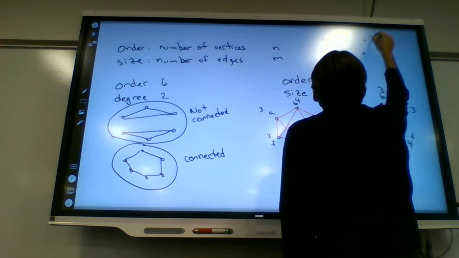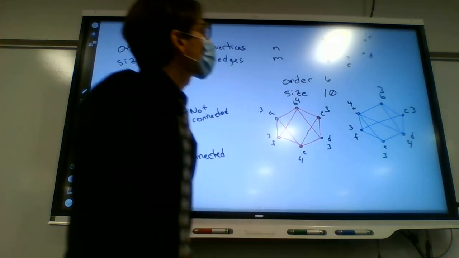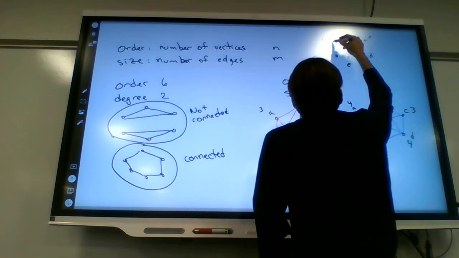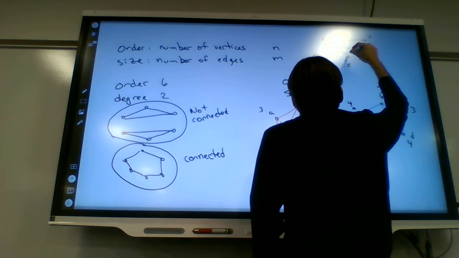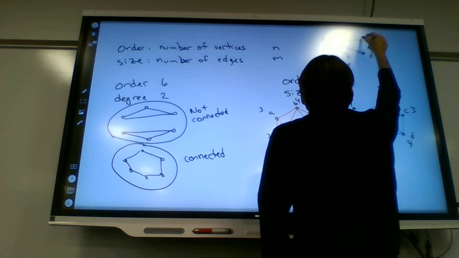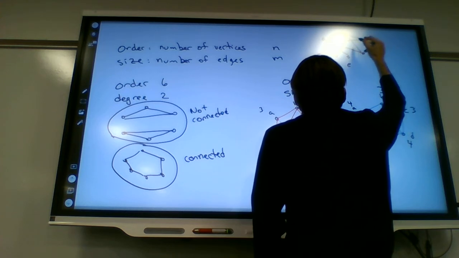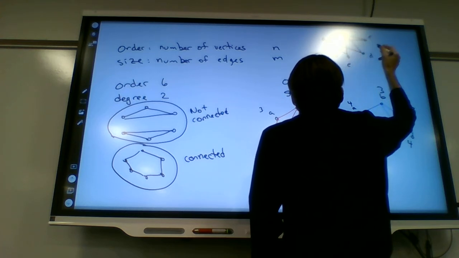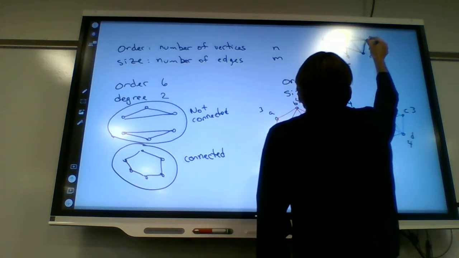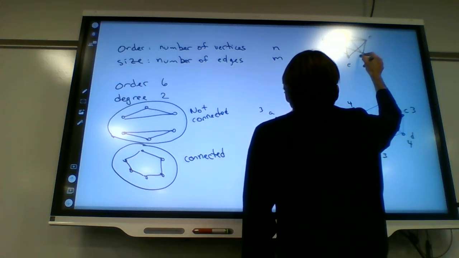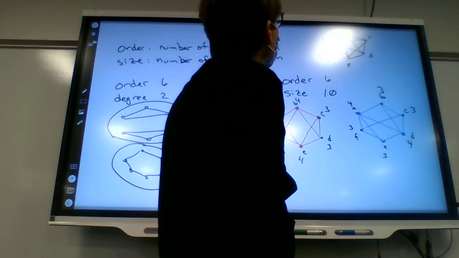So, what did you draw? A to B, A to C, A to D, A to E, B to C, B to D, B to E, C to D, C to E, and D to E. And poor F, left out all along.